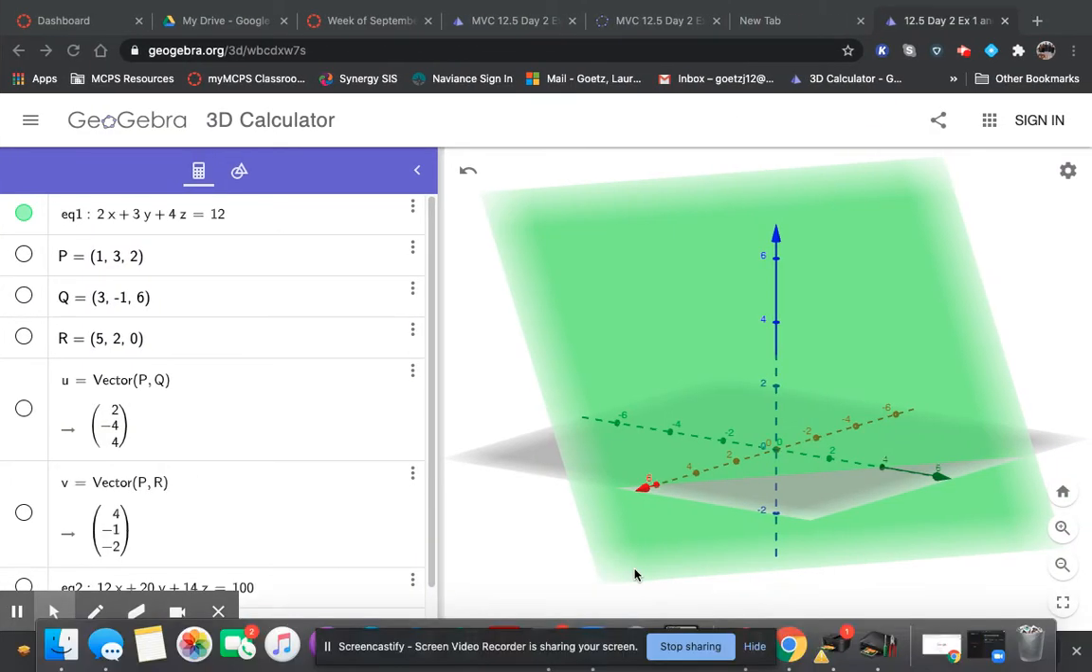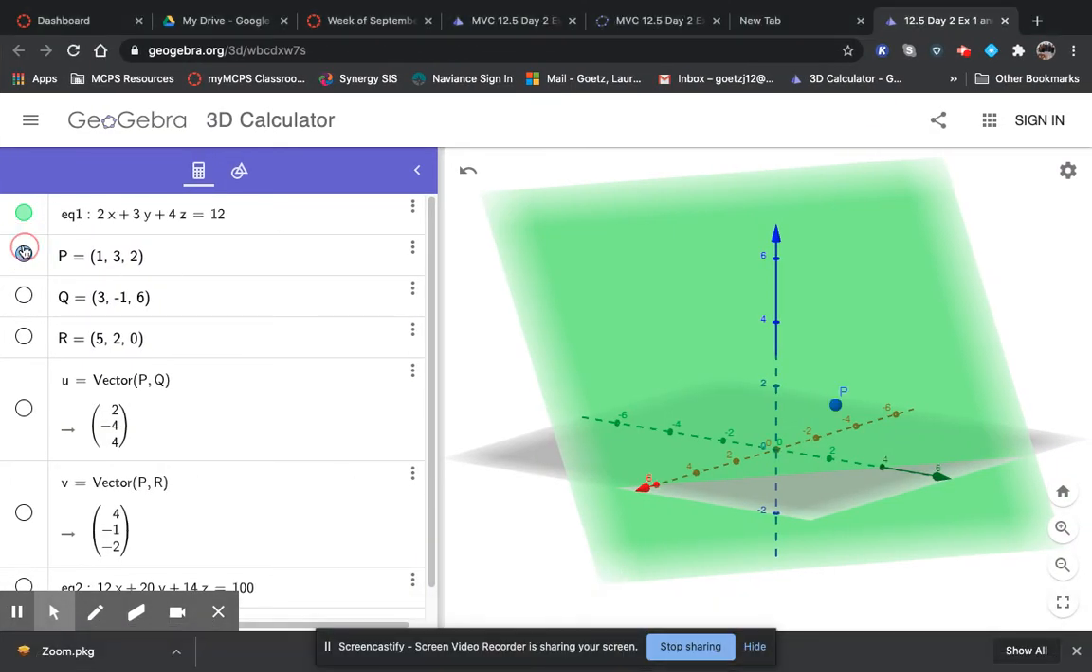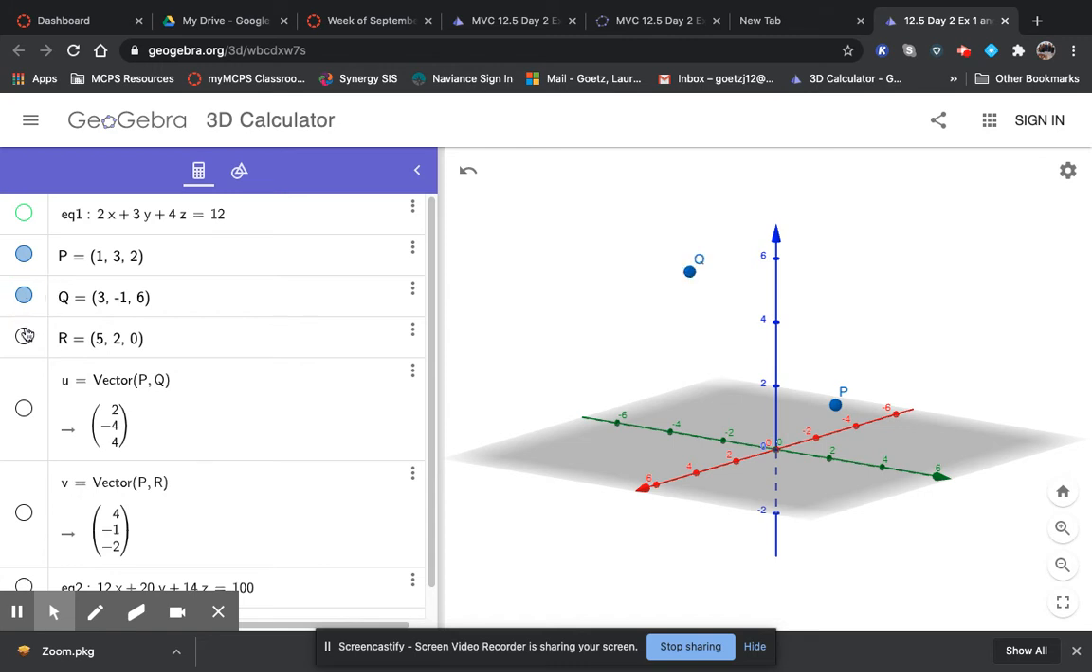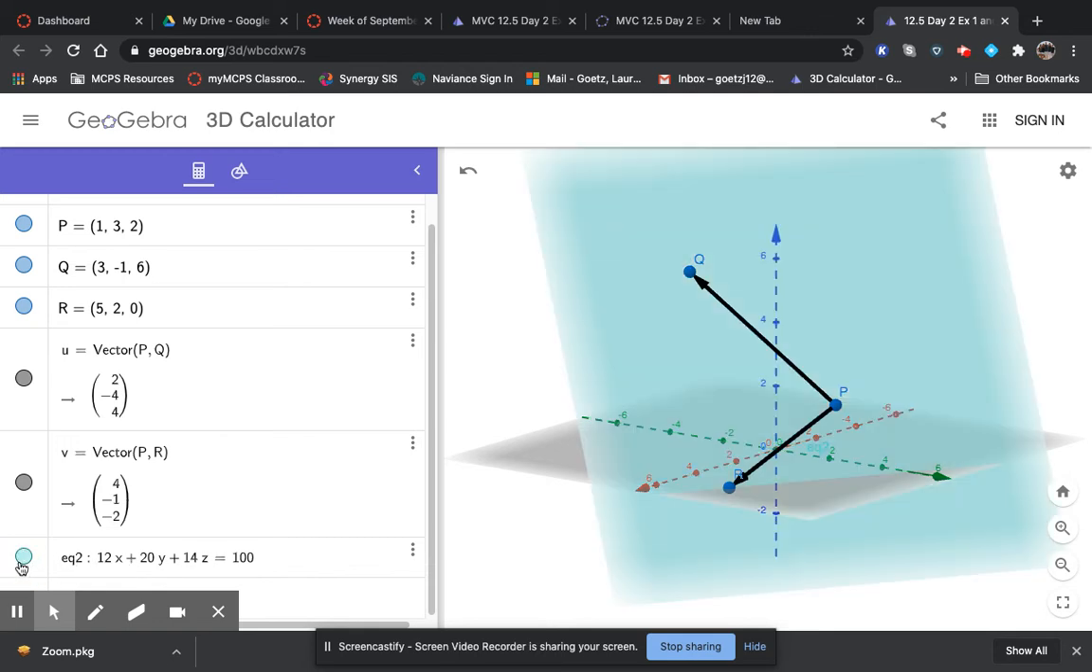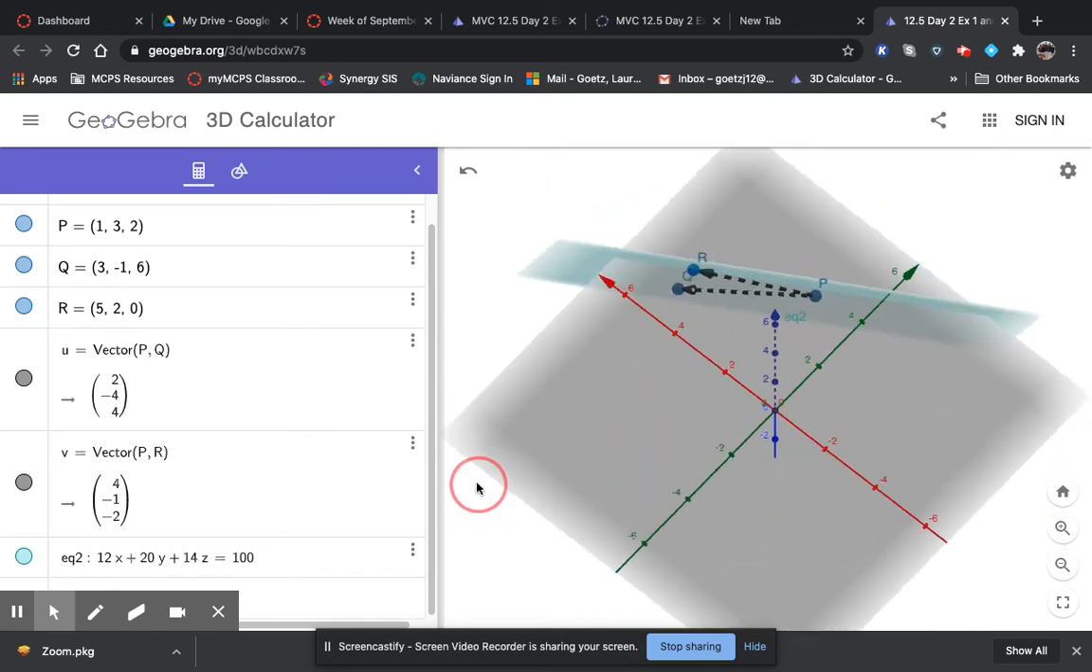So let's go back to that GeoGebra and look at what I've done. Turn off this plane. So there's the 3 points, 3 random points in space, but 3 points determine a plane. The first thing I did was create the vector PQ. Then I created the vector PR. And then I did the cross product to find the normal to those two, and then filled in my formula. And I got 12x plus 20y plus 14z is equal to 100. Bam! Look at that.